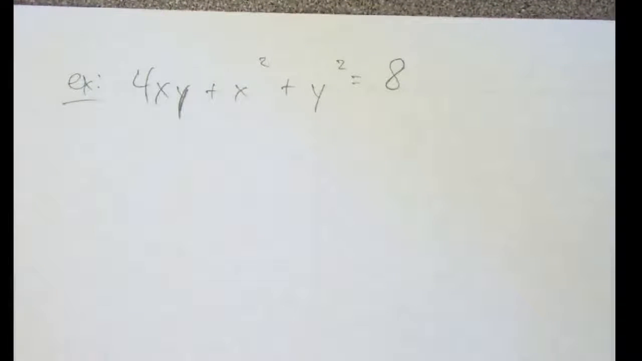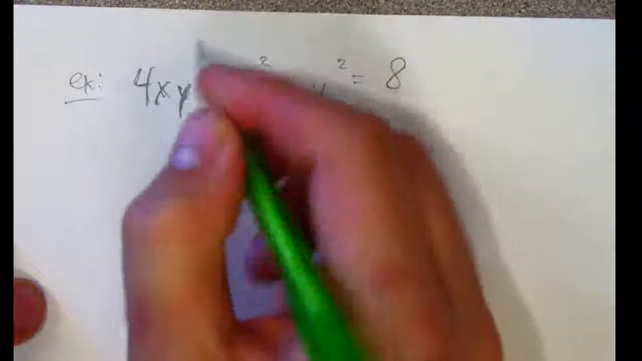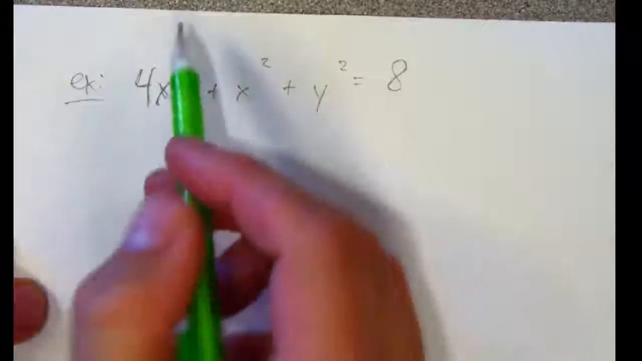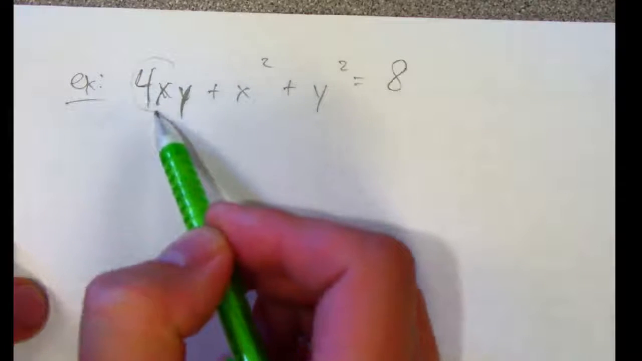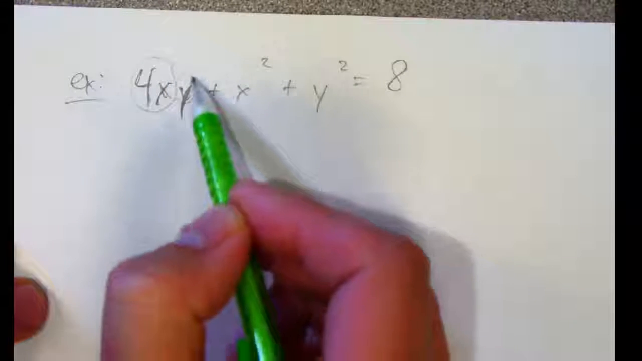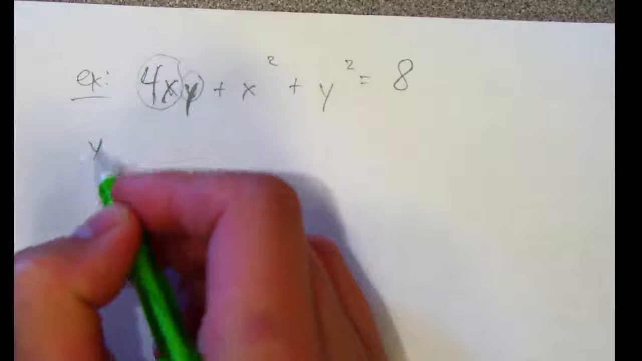So the problem here, the thing that most people forget or have trouble with, is that this term is a product rule. You've got a variable times a variable. This is normal, that's normal, but this is product rule. So I'm going to treat it as 4x times y, where this is my first thing and this is my second thing. So the second thing is y.